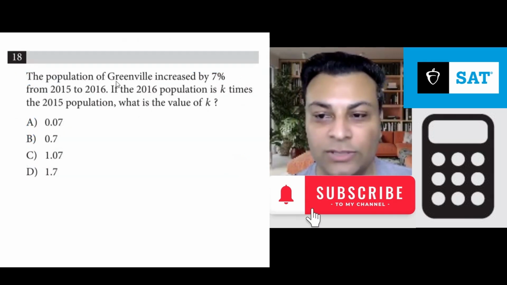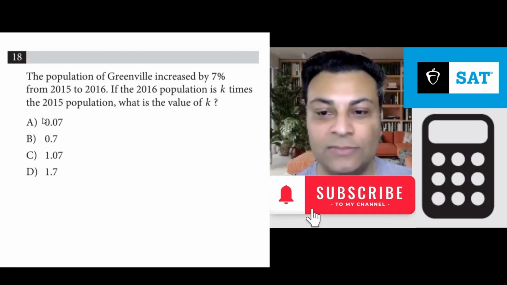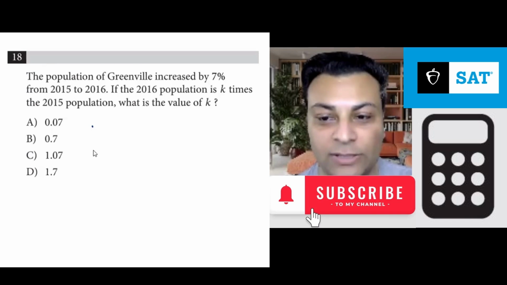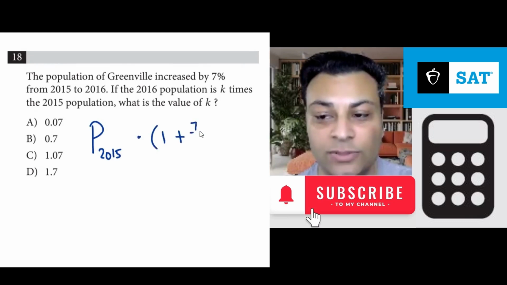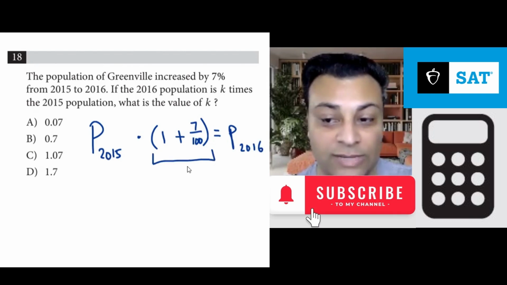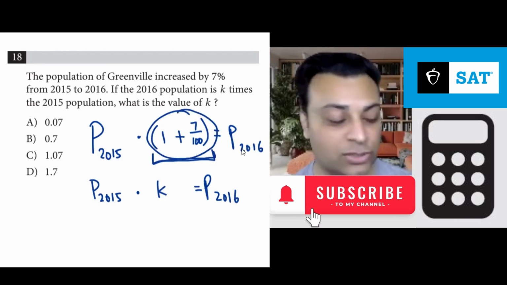Question 18. The population of Greenville increased by 7% from 2015 to 2016. If the 2016 population is K times the 2015 population, what is the value of K? Okay, so when you increase by 7% from one year to the next, whatever the population is in 2015, you have to multiply by 1 plus 7% to arrive at the population in 2016. So this number here is what they're asking you for. That's the K, because the population in 2015 times some K is the population in 2016. But we know that the population in 2015 has to multiply by this number to get the population in 2016. So this is our K.